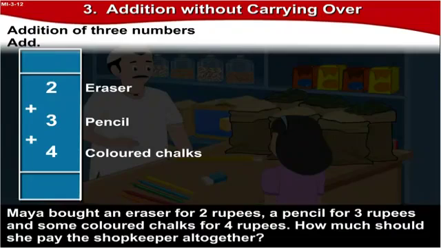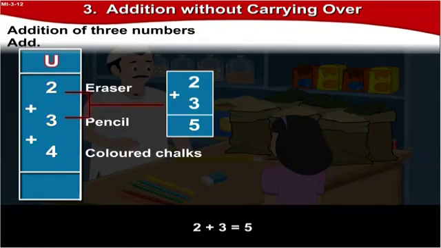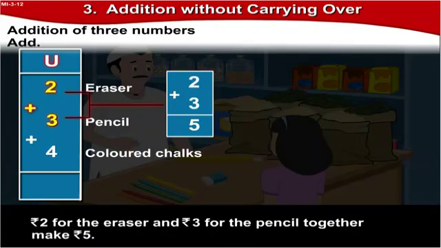Now let us arrange them vertically under units. So it will be 2 plus 3 plus 4 is equal to dash. Now 2 plus 3 makes 5. ₹2 for the eraser and ₹3 for the pencil together make ₹5.